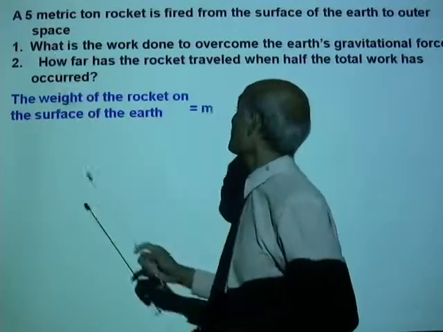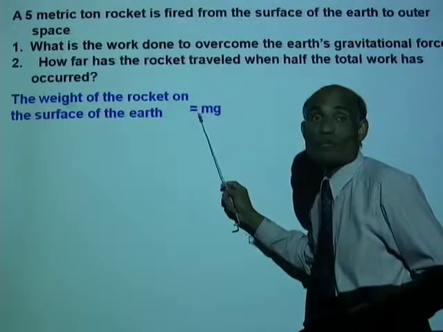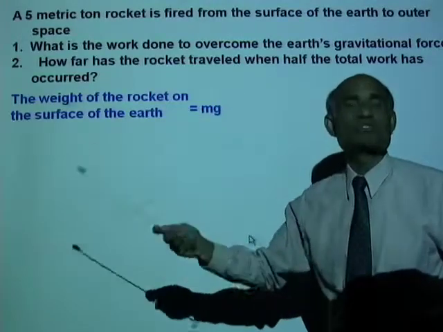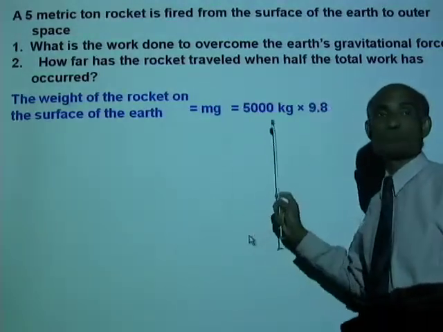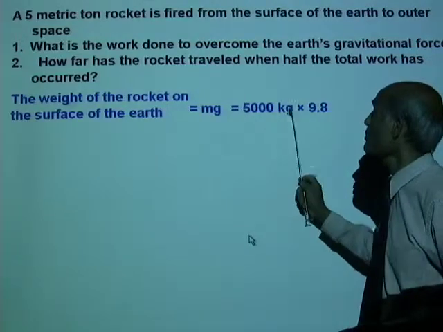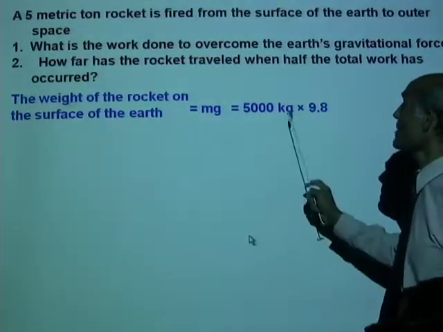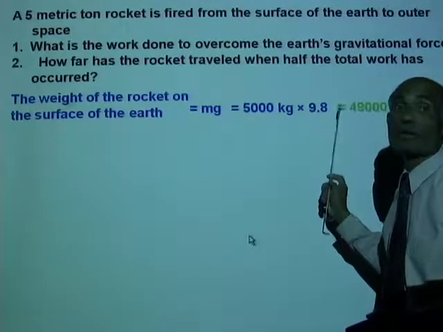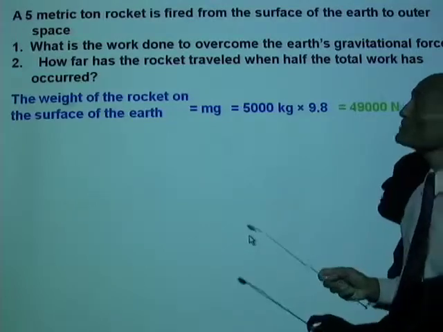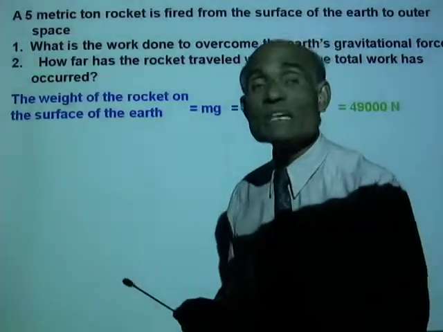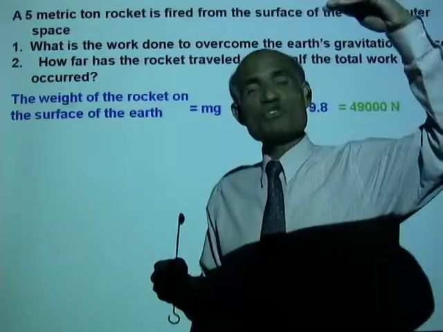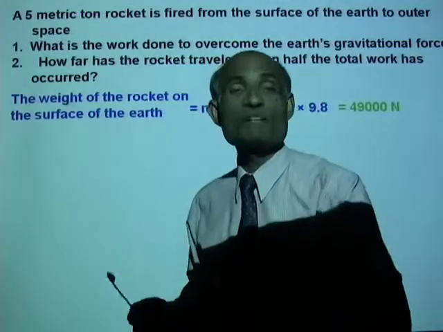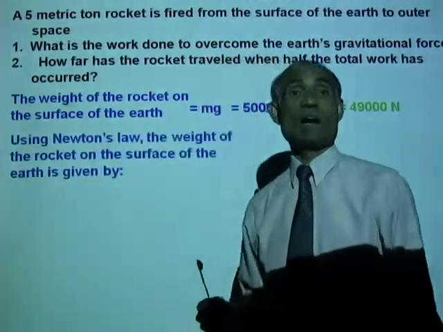And the mass is 5 metric tons. So its weight will be its mass times the value of g on the surface of the Earth. We can use it as 9.8 meters per second squared. So the weight of the rocket on the surface of the Earth is 5,000 kilograms times 9.8 meters per second squared. That is 49,000 Newtons. And this weight will change as the distance increases according to the equation I just gave you.